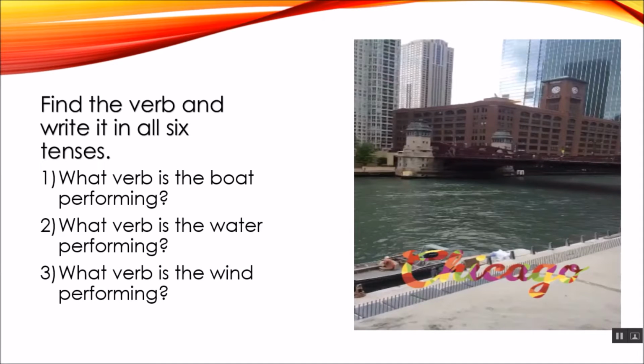For this assignment, you will first find the verb and write it in all 6 tenses. So number 1, what verb is the boat performing? Number 2, what verb is the water performing? Number 3, what verb is the wind performing? Let's watch the video one last time.